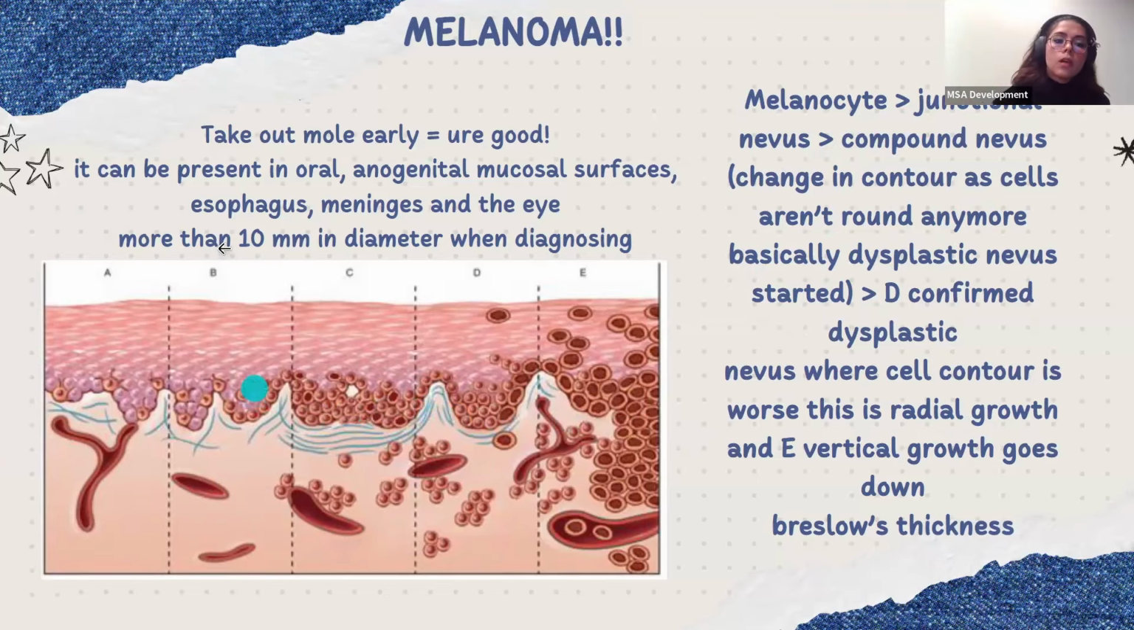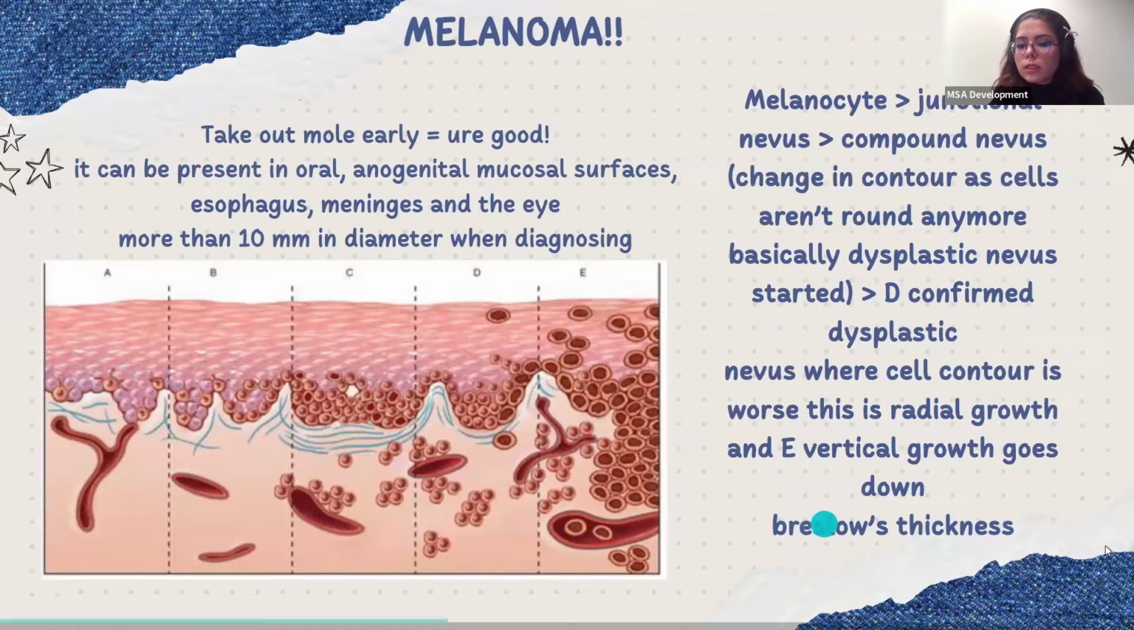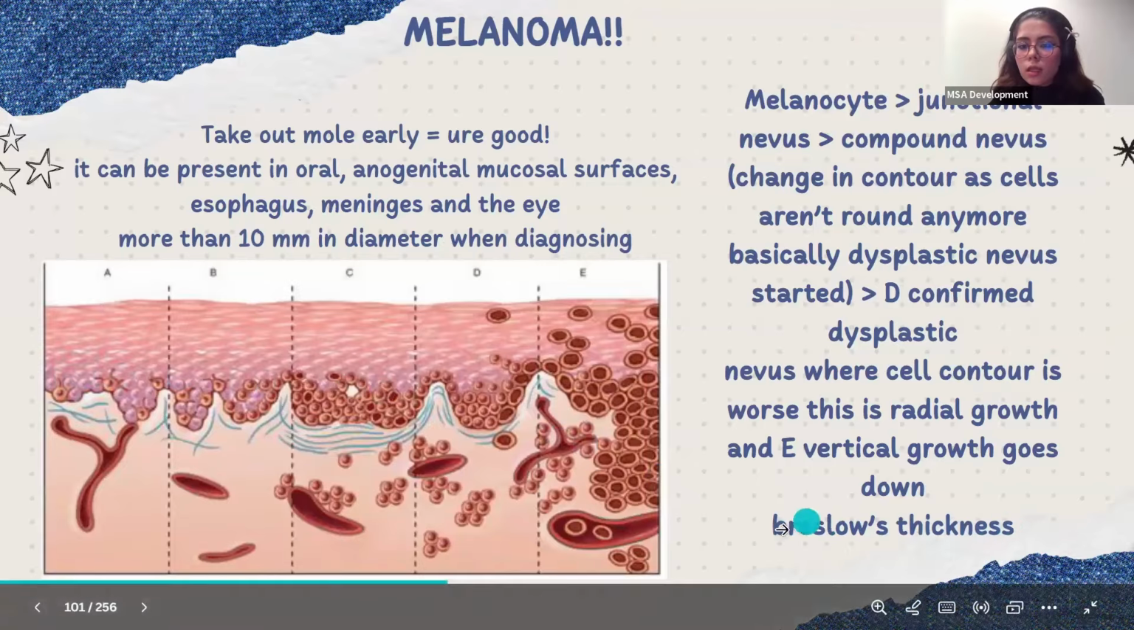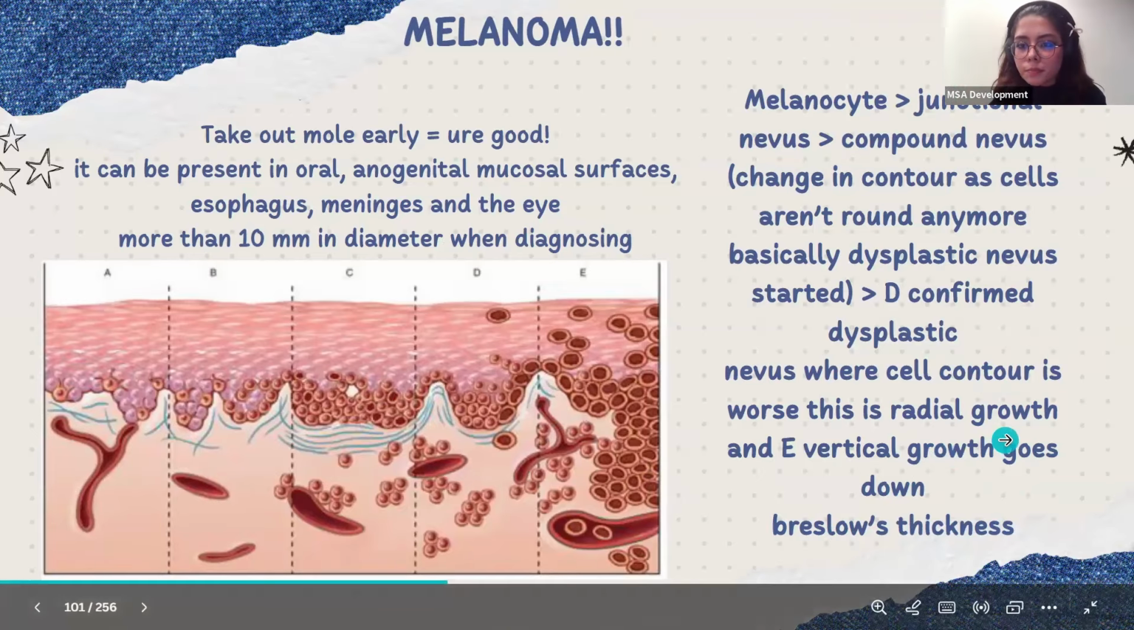More than 10 millimeters in diameter when diagnosing. That's when you're like, okay, this is definitely a melanoma. Something called Breslow's thickness. I will explain it in a bit, but basically Breslow's thickness is how much of the melanoma has gone deep, or how much of the melanocyte has gone deep down.